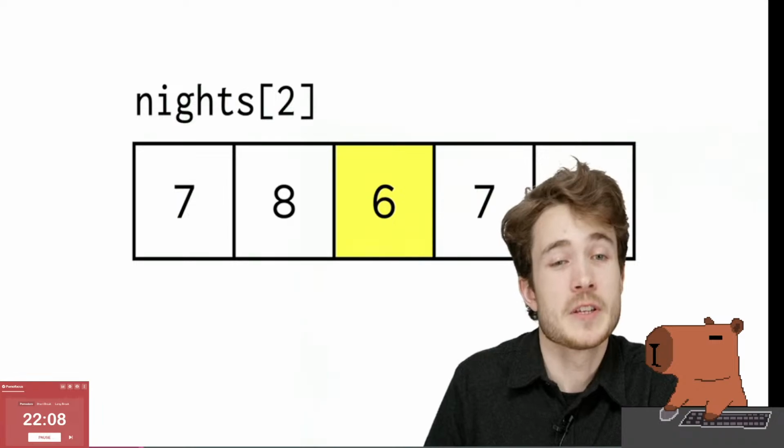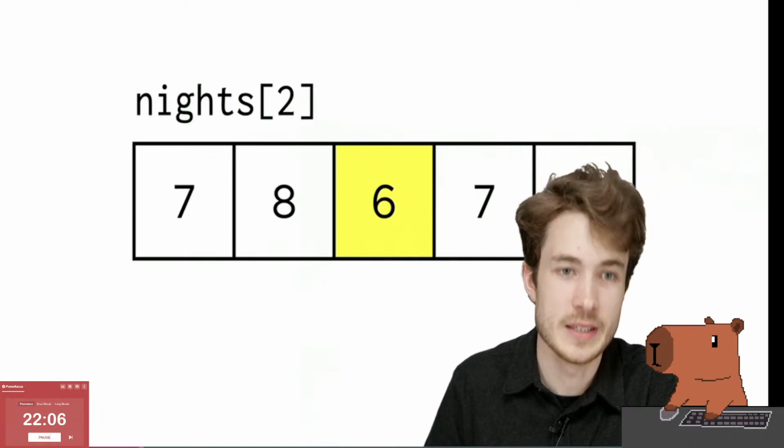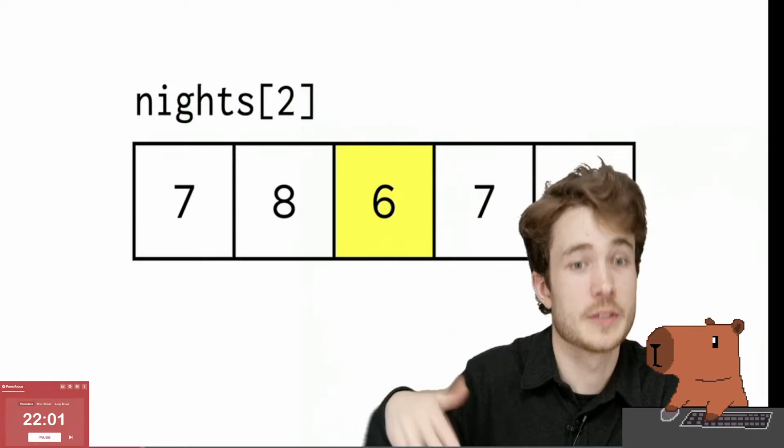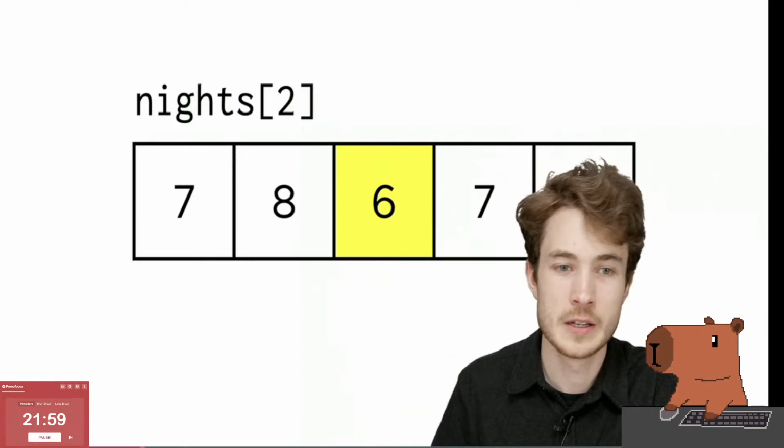And there's a technical name for this, which is that arrays are zero indexed. And what we're doing here is using this index, or this number, to find the value of the array that we're actually looking for.